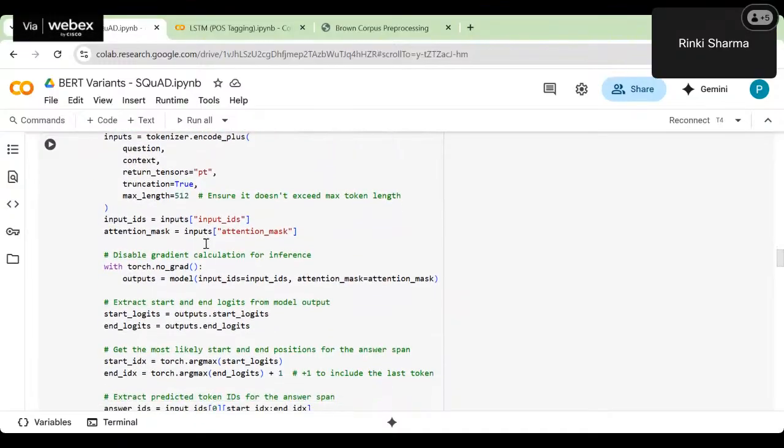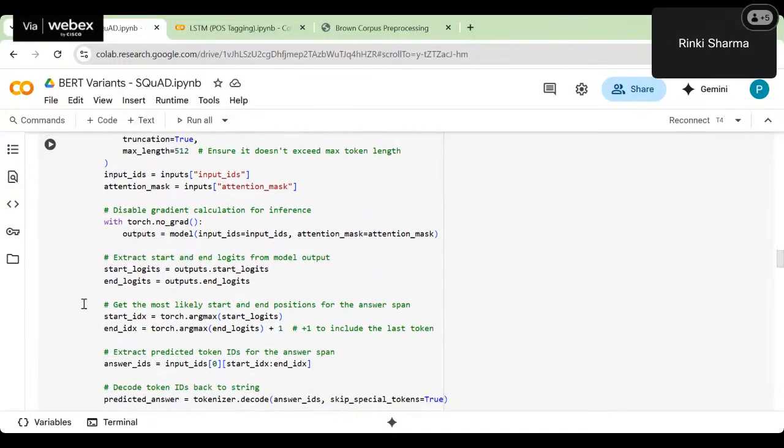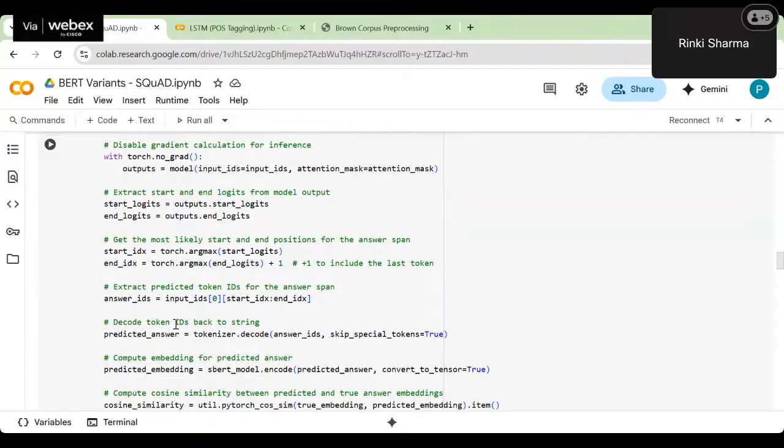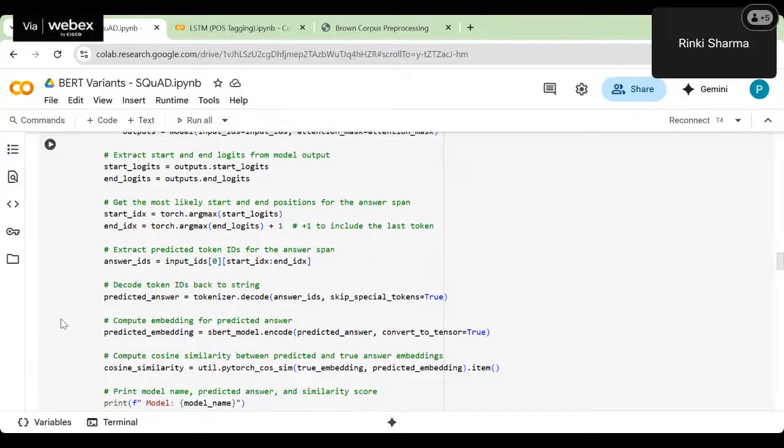Now, we start assigning the model IDs. This is all we discussed in our skip gram and CBOW part also, how we assign indexes to each word in the vocabulary. We predicted the answer. We also tokenize the predicted answer by the model. The predicted answer is decoded by the tokenizer, the predicted embedding.